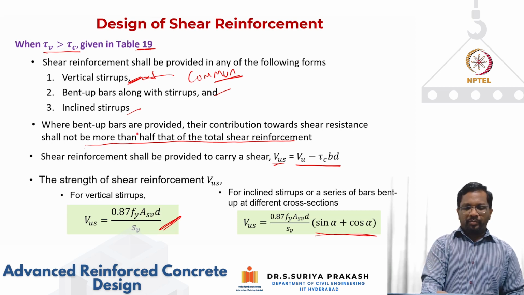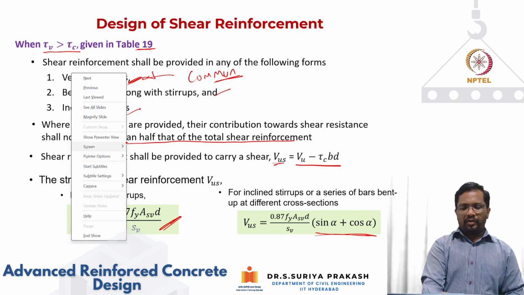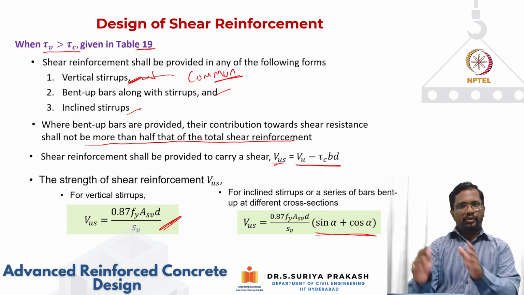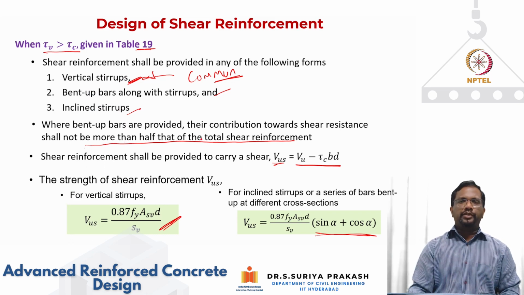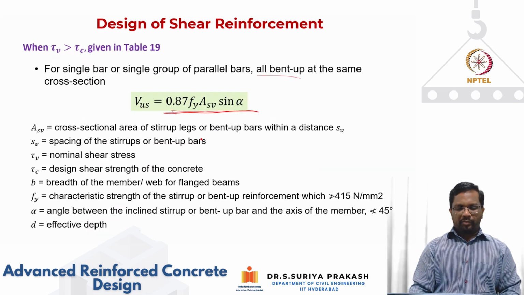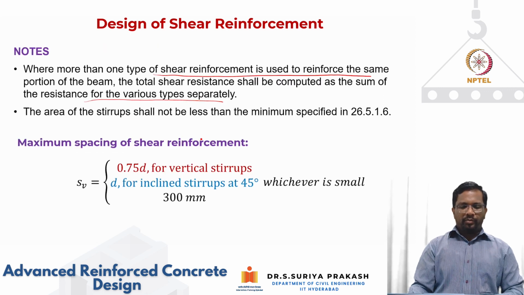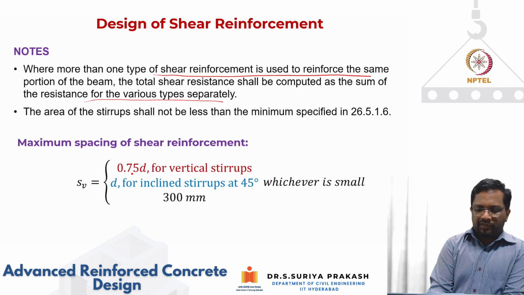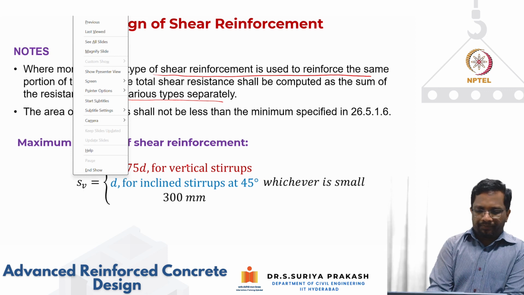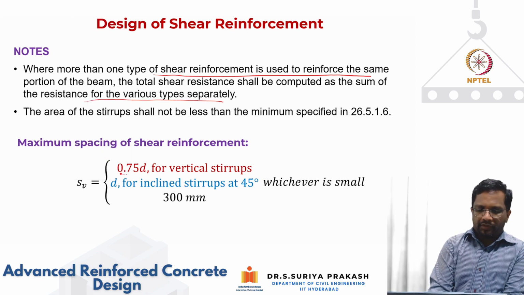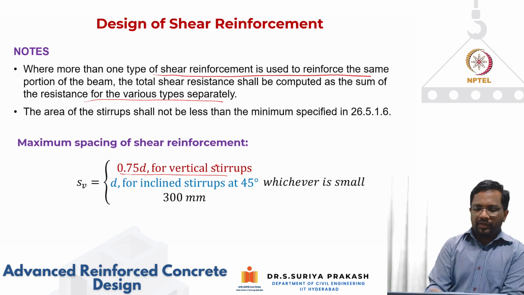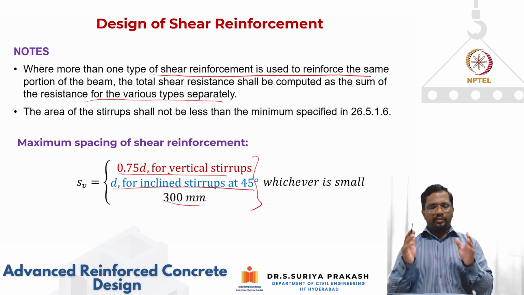bent-up bar contributions cannot be more than 50% of the total contribution. So the code is limiting the bent-up bar contribution. And for the spacing of the stirrups, for vertical stirrups the maximum spacing cannot be more than 0.75 times the effective depth d, and for inclined stirrups at 45 degrees, or 300 mm. On all three, whichever is smaller, we have to use as the maximum spacing.